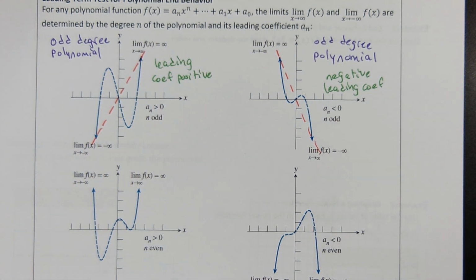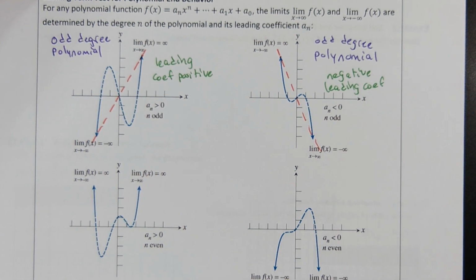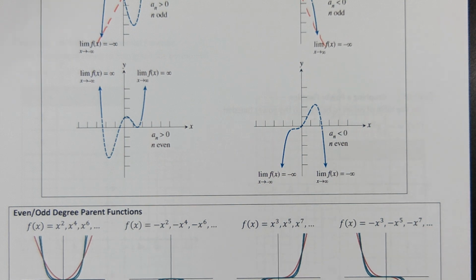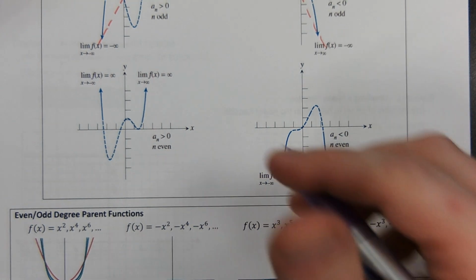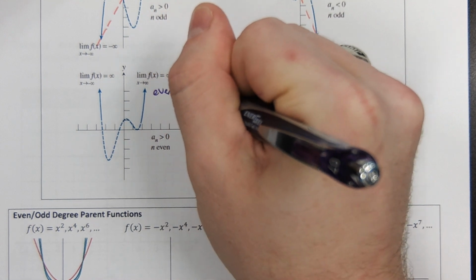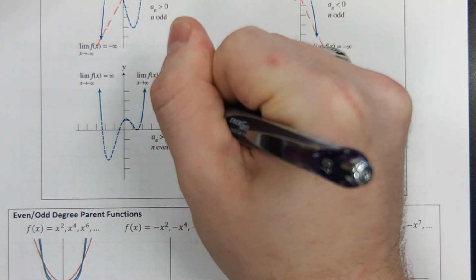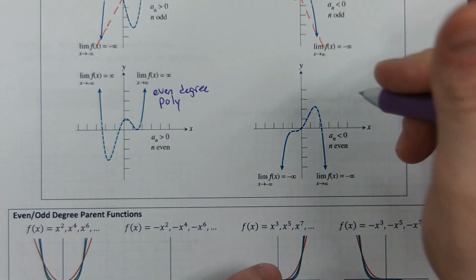So then what makes the endings point the same direction? Well, the graph that you know of where the endings point the same direction is a parabola, right? Either both up or both down. And what is the degree of a parabola? What's the biggest exponent in the equation of a parabola? 2. 2 is an even number. So if you have an even degree polynomial, your graphs point the same direction. I'm just going to write poly instead of polynomial.